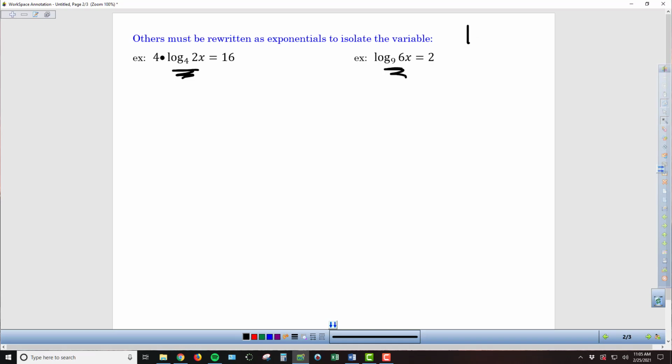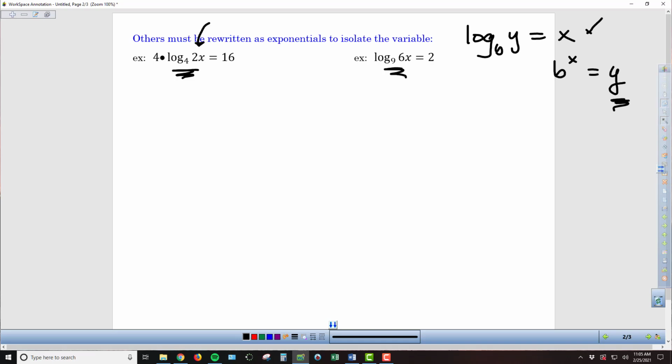And so our pattern for that, if we go back to our original rule for rewriting logs as exponentials: log base b of y equals x can be rewritten as b to the x equals y. So the base of our logarithm becomes the base of our exponential. What the logarithm equals becomes the exponent, and then the input into the logarithm becomes isolated on the other side. So that's how we're going to get this x out from inside of the logarithm.